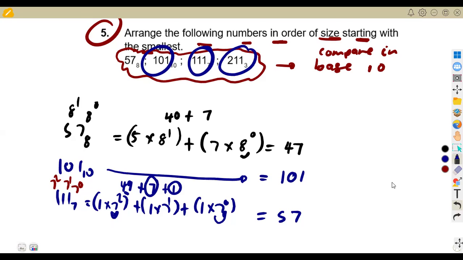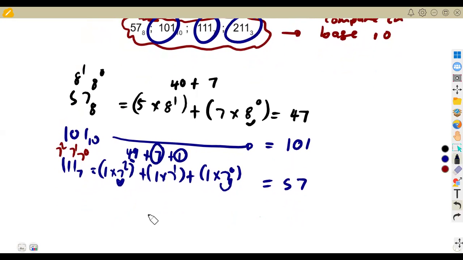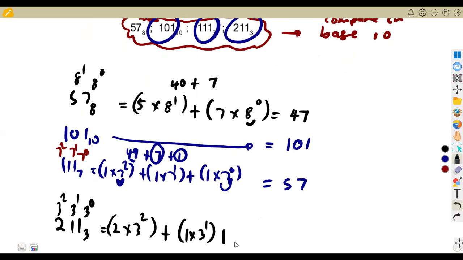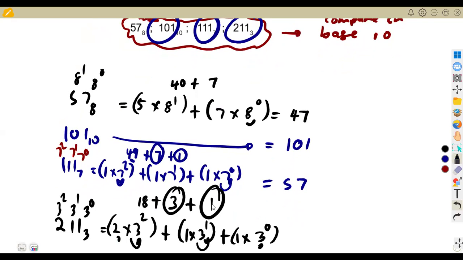We move on to the last one, 211 base 3. That is 2 times 3 to the power of 2 plus 1 times 3 to the power of 1 plus 1 times 3 to the power of 0. 3 to the power of 2 is 9, times 2 is 18, plus 3 to the power of 1, which is 3, times 1 is 3, plus 1 times 1, which is 1. 3 plus 1 is 4, plus 18, that is 22. If I'm not mistaken, that is going to be 22.